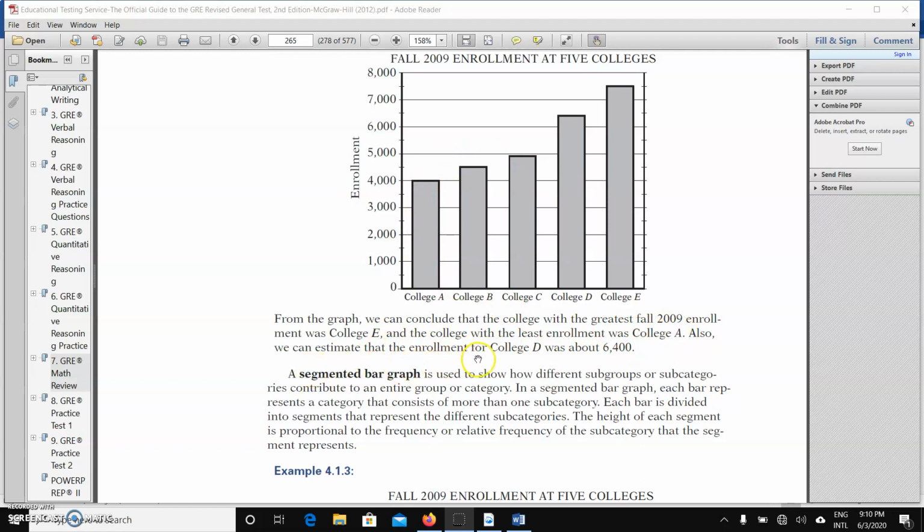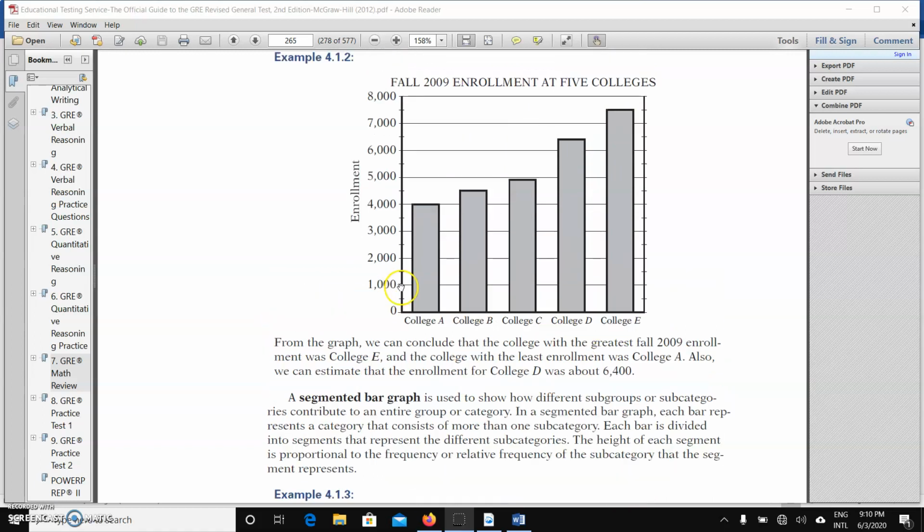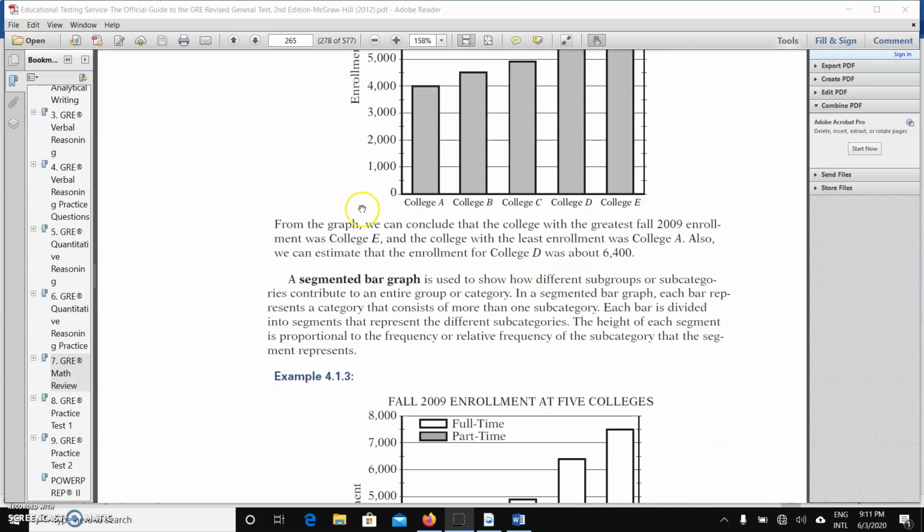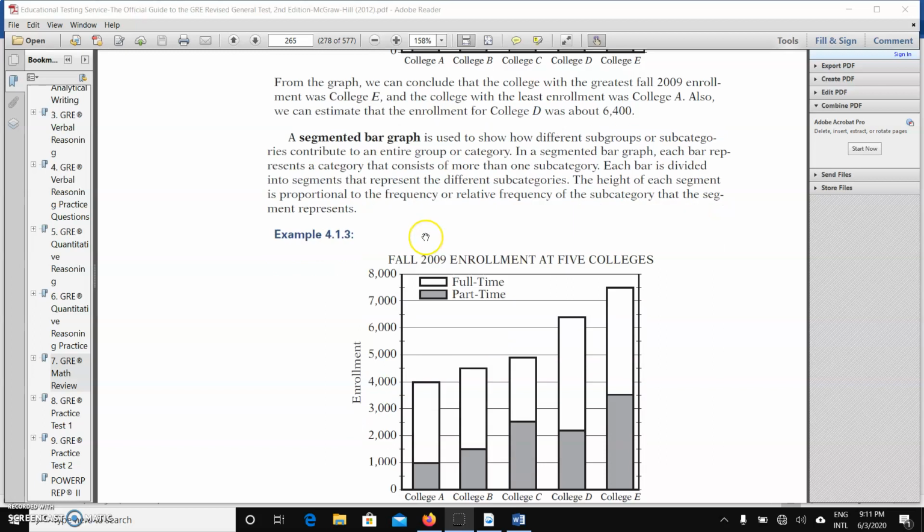Also, we can estimate the enrollment for college D. College D was about 6,400. So it's around that circumference. So the most important thing, the skill they want to understand or get from this particular topic, is your ability to understand data. That's all they want to know, and how to use it to solve problems.